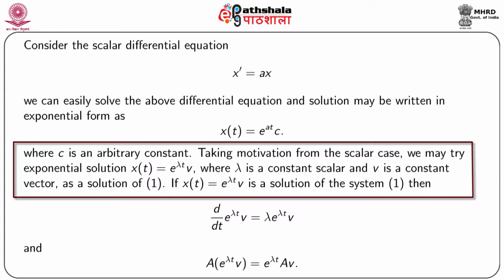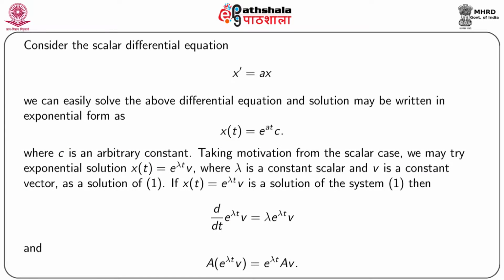Now, taking this motivation from the scalar case, we may try the exponential solution x(t) = e^(λt) v, where λ is a scalar constant and v is a constant vector, as the solution of 1. Now, if x(t) = e^(λt) v is a solution of the system 1, then it is going to satisfy the differential equation, and hence we will get d/dt of e^(λt) v = λ e^(λt) v, and A e^(λt) v = e^(λt) A v.